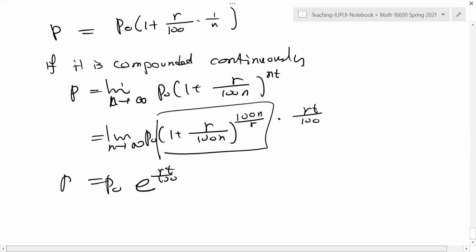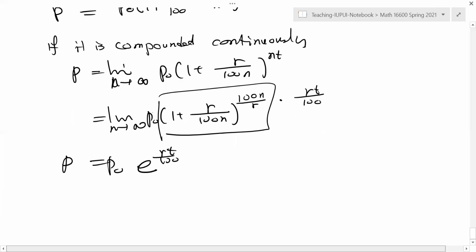So that means the balance after t years, if it compounds continuously, grows exponentially at the rate of r over 100. If it's 3%, this will be 0.03 times t. So this is a way, why we have to study this type of limits. We already defined the limit here: the limit as n approaches infinity of (1 plus r over 100n) to the power 100n divided by r. That's going to be e.